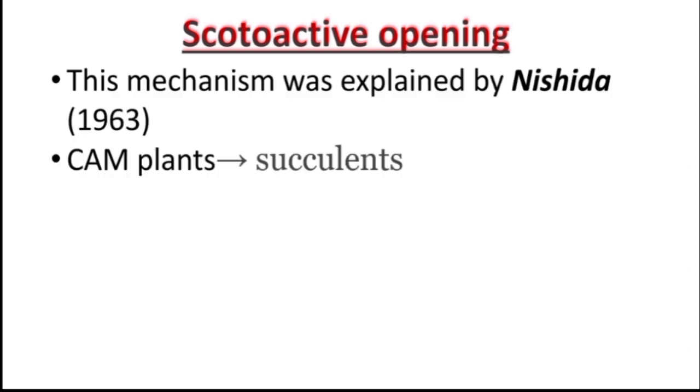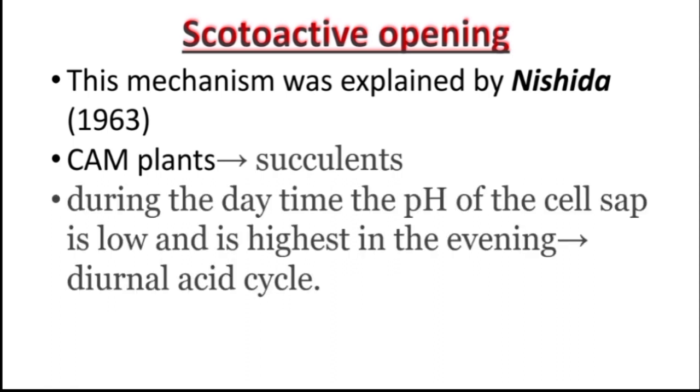The mechanism of scotoactive opening was explained by Nishida in 1963. Most of the succulent plants have crassulacean acid metabolism, and they are also known as CAM plants. In these plants, scotoactive opening is found. It was seen that during the daytime, the pH of the cell sap in these succulent plants is very low, and in the evening it is highest. This change in the pH of the cell sap is known as diurnal acid cycle.